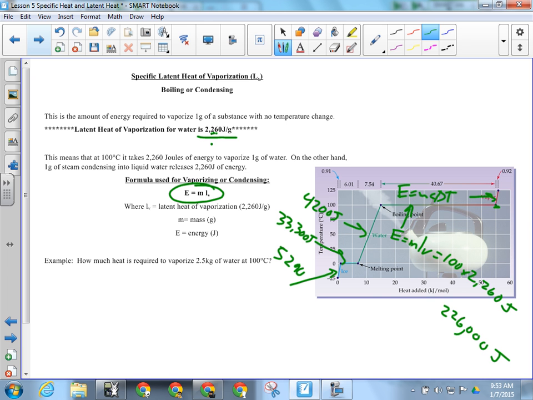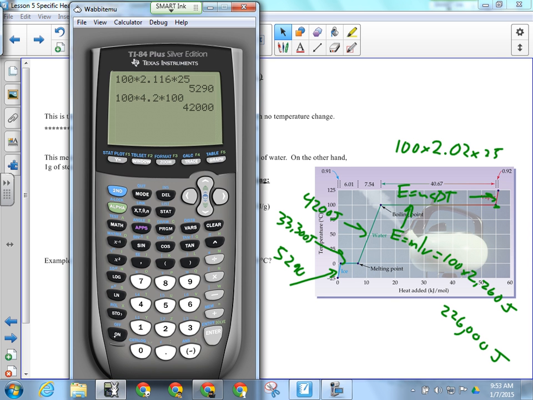All right, and I would plug in my numbers again. So I would have 100 grams times the specific heat of steam, which is 2.2, is that right? Someone just... 2.02 joules per gram degree Celsius, times 25 degrees. All right, so 100 times 2.02 times 25. So 5,050 joules to heat the steam.